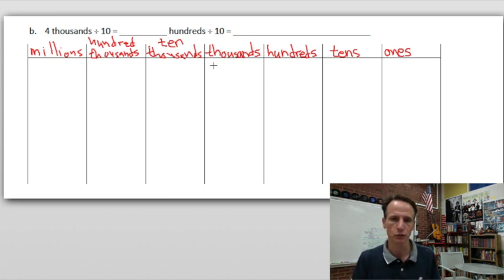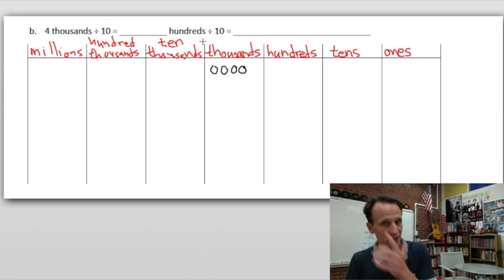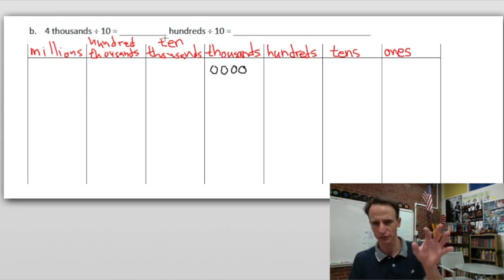So we're going to draw 4,000s. 1, 2, 3, 4. Now, before we even do the division, what this question is asking us is, well, that's equal to how many hundreds divided by 10? So in other words, all we're doing is taking 4,000s and saying, well, how many hundreds is that, before we even do the division. So 4,000 divided by 10 is the same thing as saying, how many hundreds divided by 10? So the first step is not to divide. See, that's what makes the phrasing here a little confusing. The first step is to unbundle these 4,000s as hundreds.